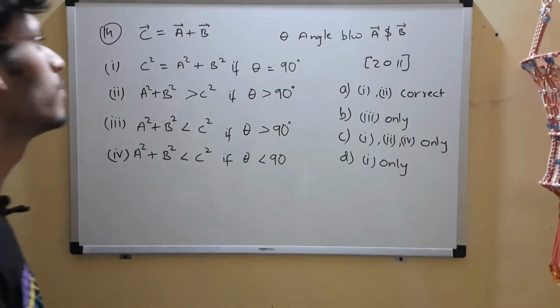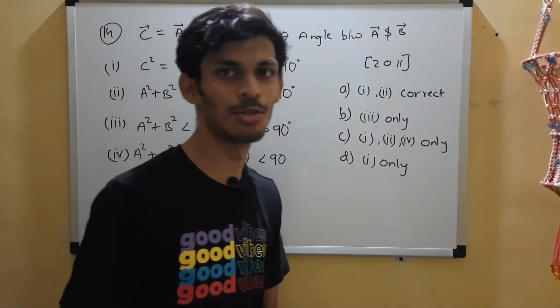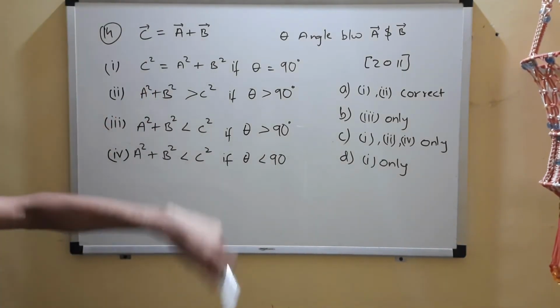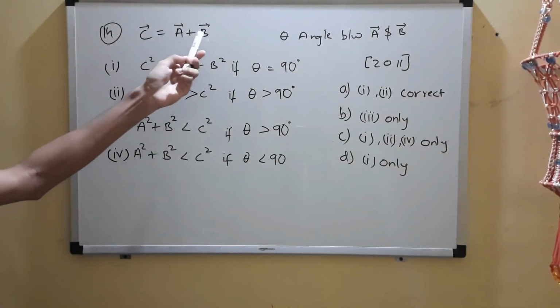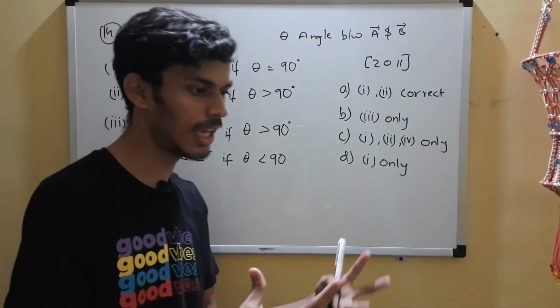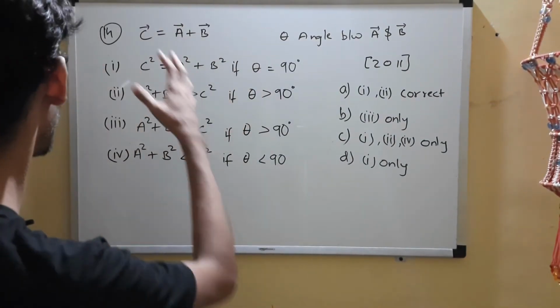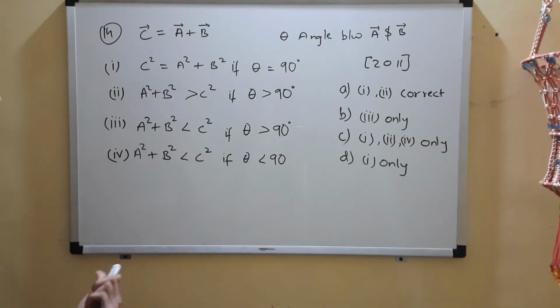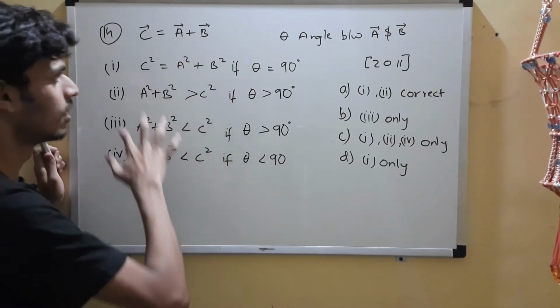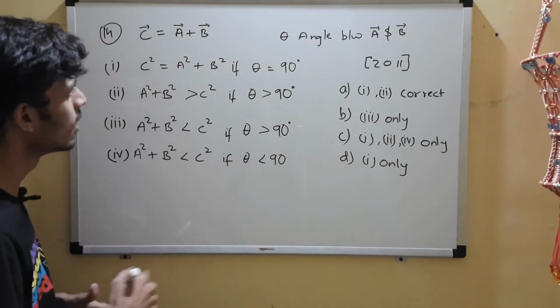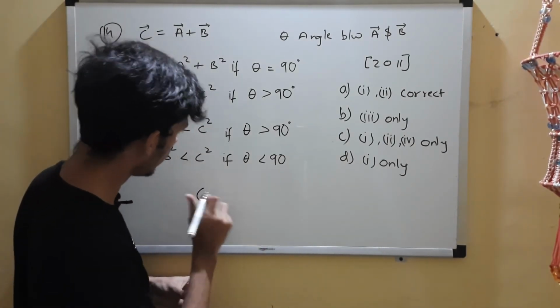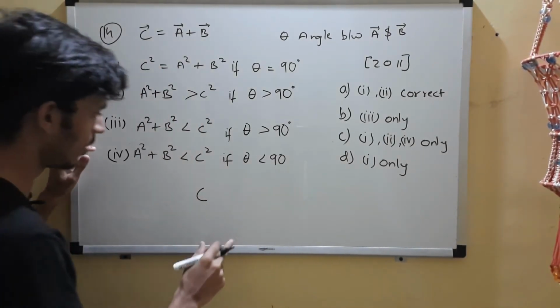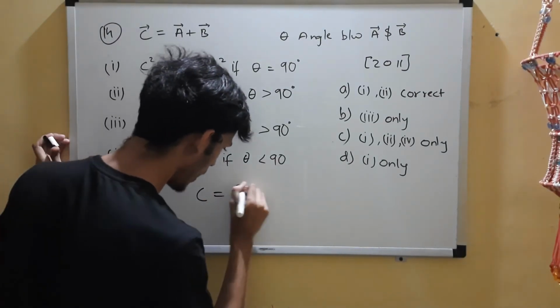So here is question 14. It's from BITSAT 2011. In this question, you are given a vector c, which is defined as vector a plus vector b. Theta is the angle between a and b. Then you have to find which among these statements is correct. Okay, there you have your options. So now the very obvious way to do this question, looking at this you can make out it's the analytical approach, right? They are speaking of the magnitude, so let's consider the magnitude of c.